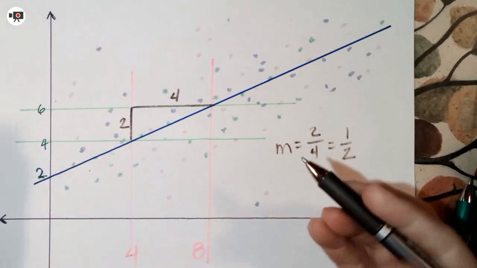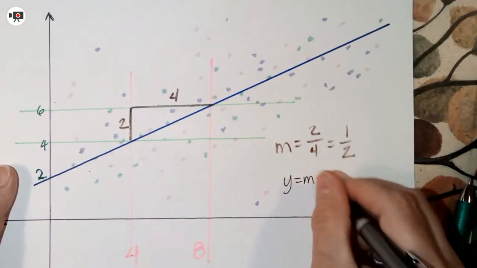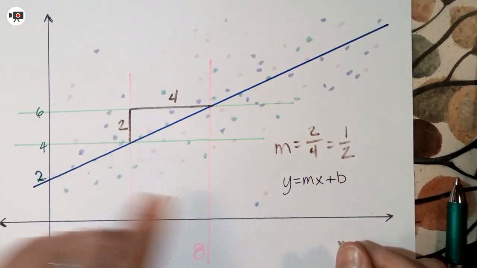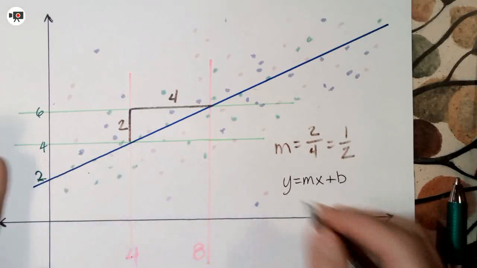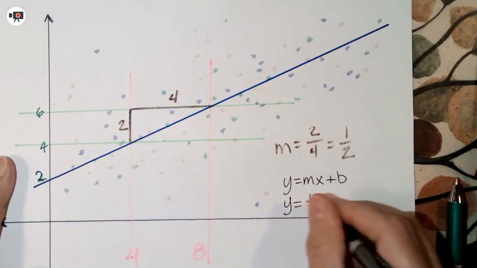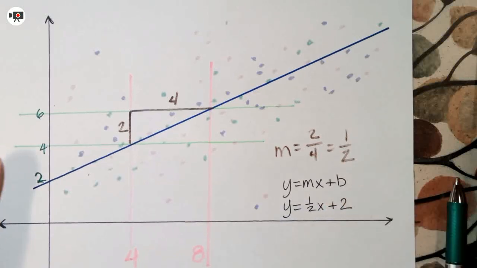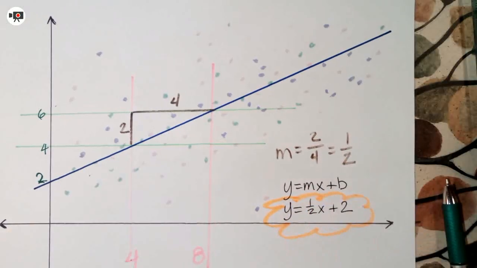Remember, that's y equals mx plus b. The slope is 1/2, and the y-intercept b is 2. So that's y equals 1/2 x plus 2. That is my trend line. That is my line of best fit. There's not always one, but there was one here, and that's it.